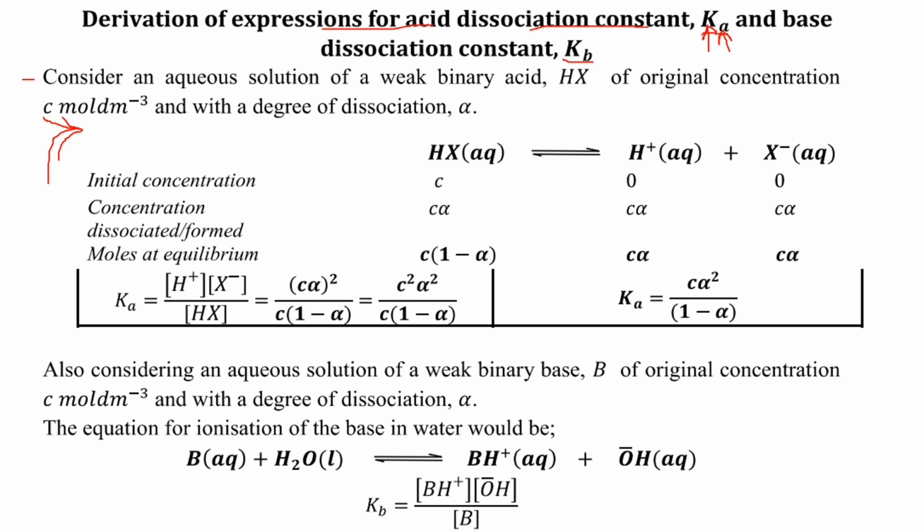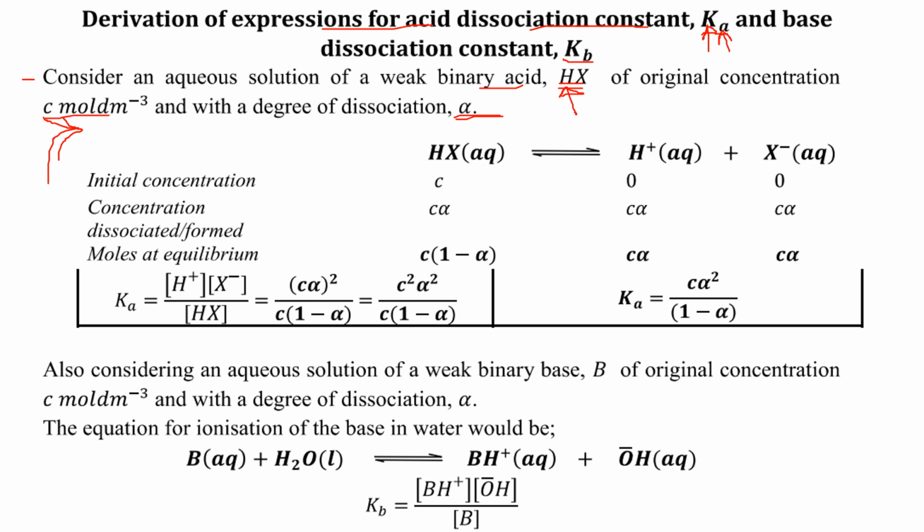So we are considering an aqueous solution of a weak binary acid. Remember that an acid must donate protons according to Bronsted in the previous introductory video. So we are considering a weak binary acid HX of original concentration C moles per decimeter cubed. And then the degree of dissociation, just like we looked at it in chemical equilibria, is represented by alpha.